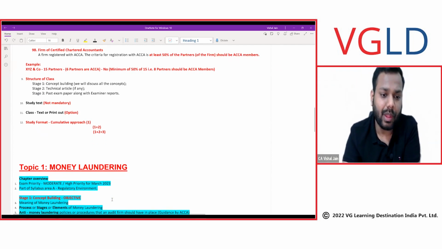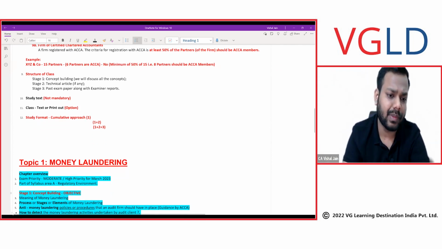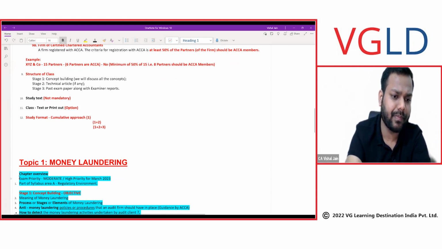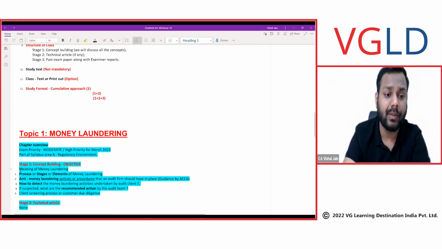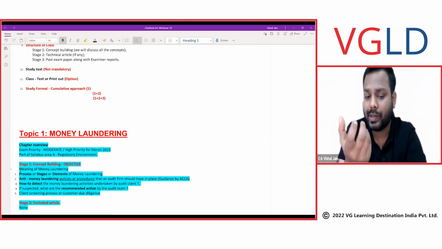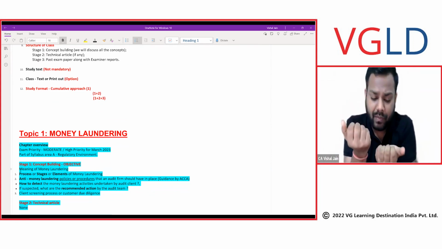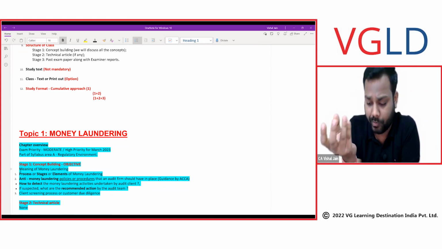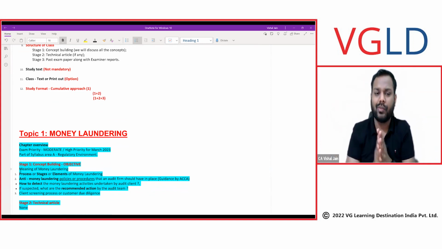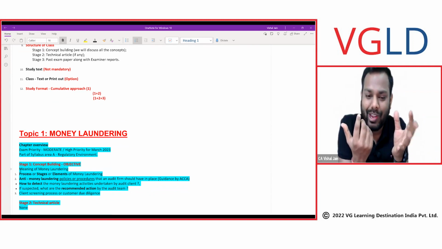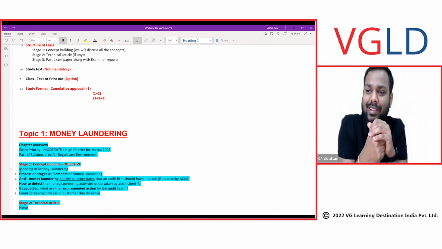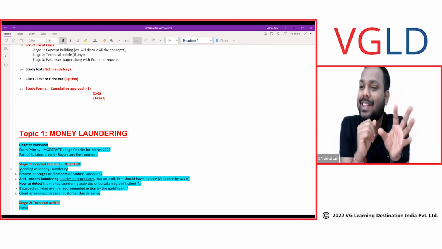Now, what all things we have to study in this chapter? Just a minute. The first point is, what is the meaning of money laundering? What is the process? Understand, whenever we have to audit or report something, you'd have heard this line in the movies: if you have to catch hold of a thief, you have to think like a thief, right? Tell me yes or no.